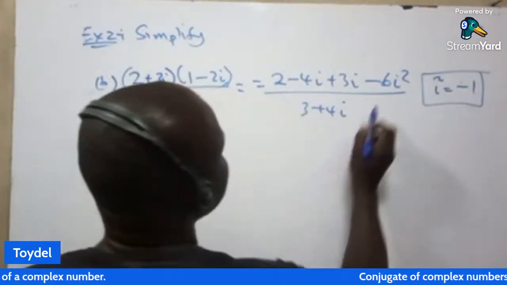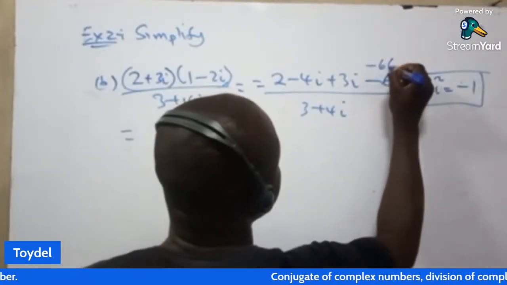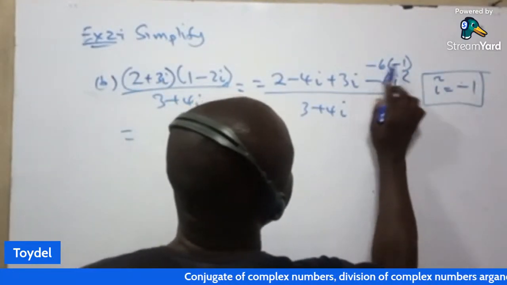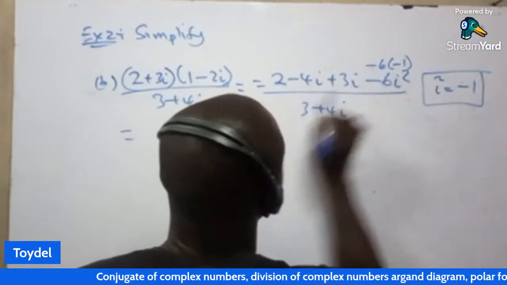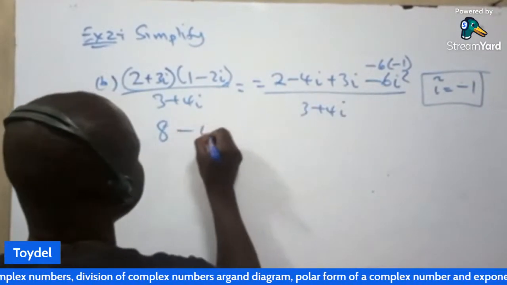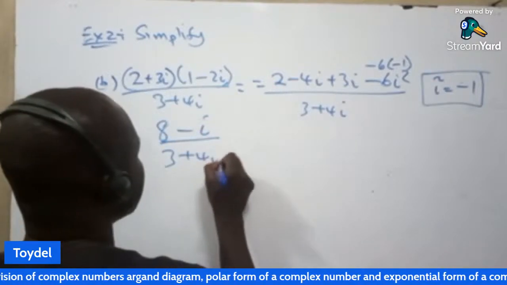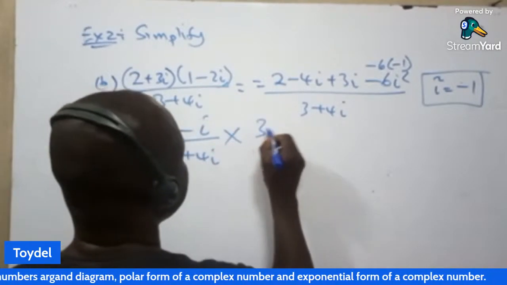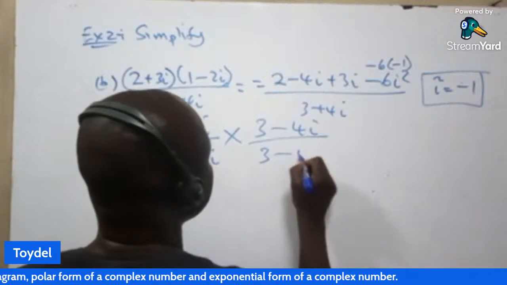Let's note that. So here now, I'm going to have -6 times (-1). Minus times minus is plus. So I'm going to have 2 + 6, that will be 8. Then -4 + 3 is -i, all over 3 + 4i. At this point now, we rationalize. We have (3 - 4i) all over (3 - 4i).